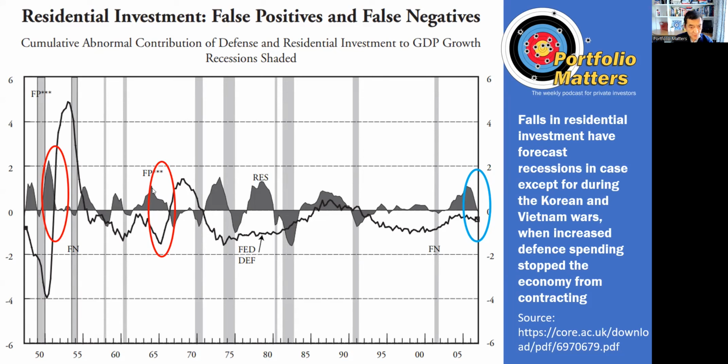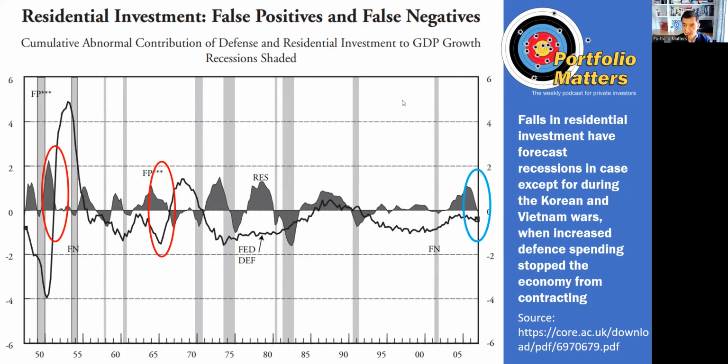The other fall in residential investment that did not cause a recession was in 63 to 65. But again, over that period, there was a huge rise in defense spending caused by the Vietnam War, which kept the economy going and there was no recession.